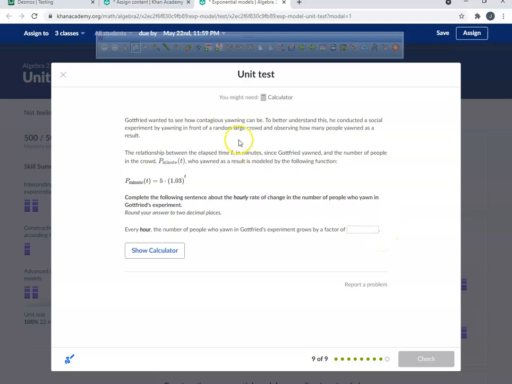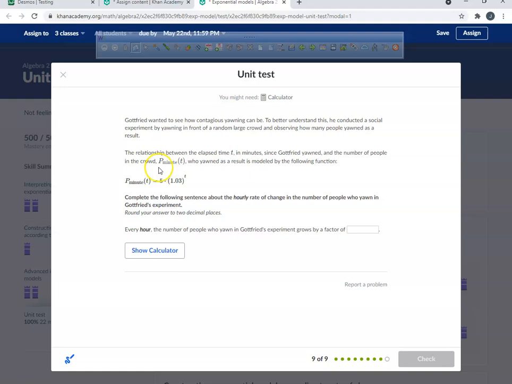Wanted to see how contagious yawning could be. Oh, so tired, so sleepy. Okay, you feel like you want to yawn right now, don't you? Oh, got one. To better understand this, he conducted a social experiment by yawning in front of randomly large crowds and observing how many people yawned as a result.